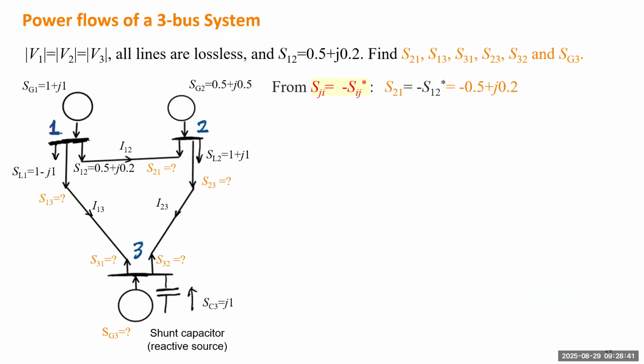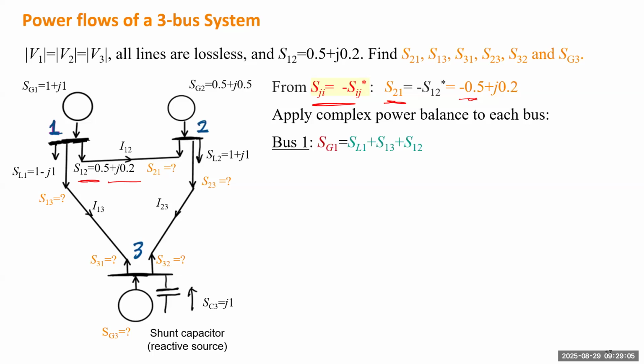Okay, so we start from here, and because we already know S12, we can calculate S21. Because S12 is 0.5 plus j times 0.2, we will add a negative sign to P, and we keep the same value of Q. Okay, so next we apply the complex power balance to each bus. We have 3 buses. So at bus 1, we have 1 source and 3 loads, right? So we have 3 arrows leaving bus 1. So those will be the 3. And bus 2, we also have 3 loads.